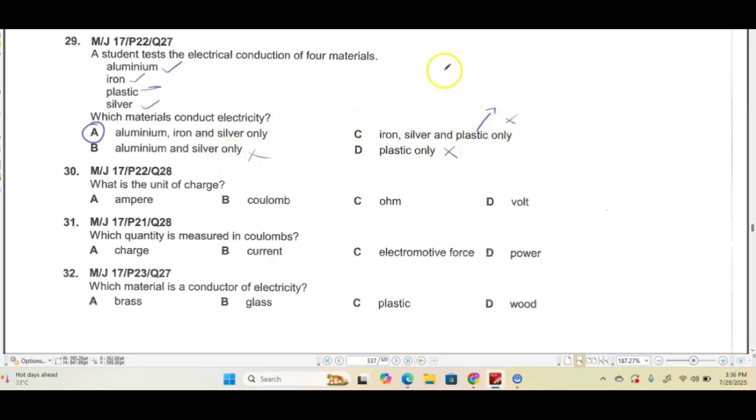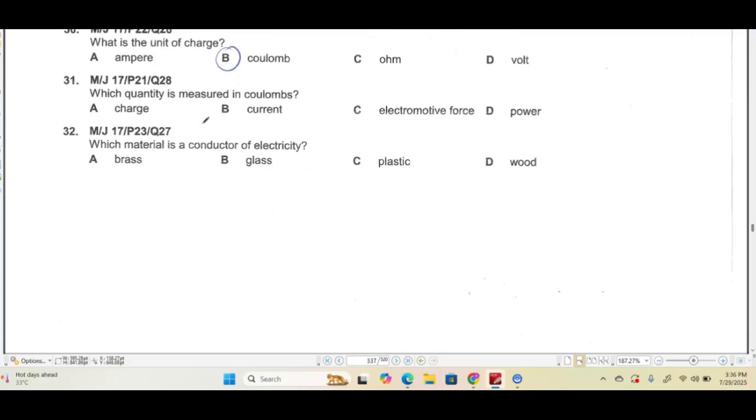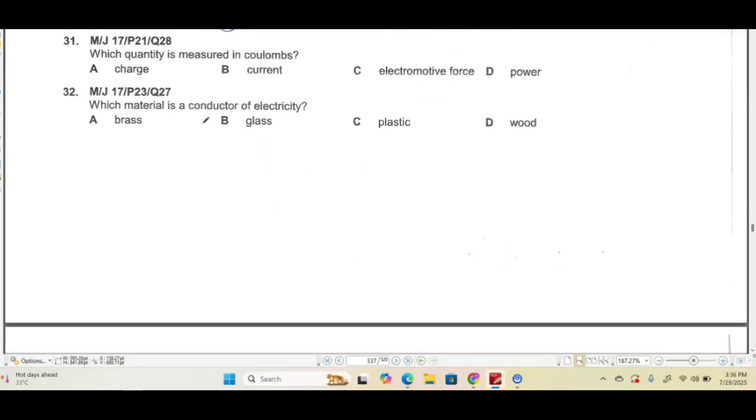So this is not correct, and plastic cannot act as a conductor. What is the unit of charge? The unit of charge is coulomb. Question number 31. Which quantity is measured in coulombs? Charge is measured in coulombs. Current is measured in amperes. Electromotive force is measured in volts, and power is measured in watts.